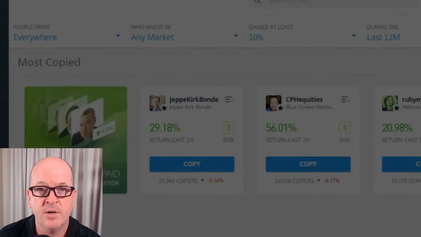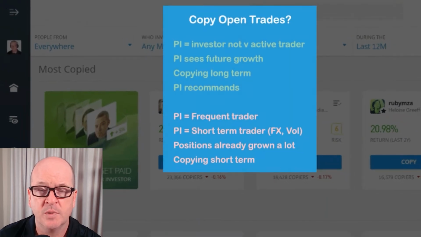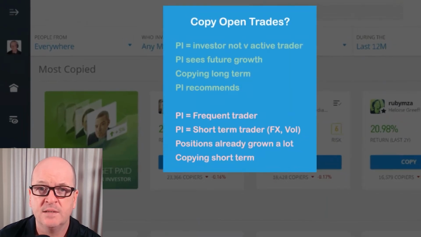So, in summary, it's normally best to copy open trades, especially when the PI is not very active, since that would mean not copying open trades might see your money doing nothing for a long time. The PI says they see future growth in their positions and are therefore not likely to close anytime soon. You're copying for the long term, and the PI expressly recommends copying open trades.